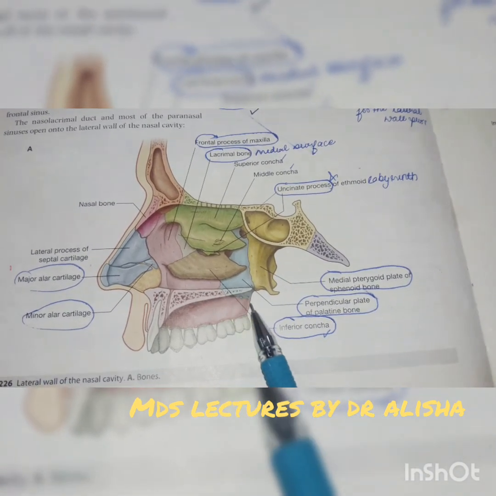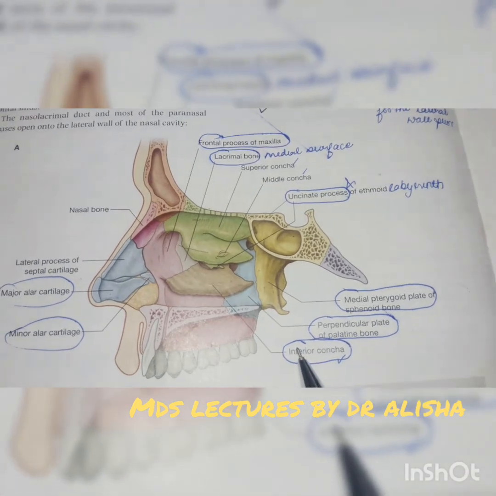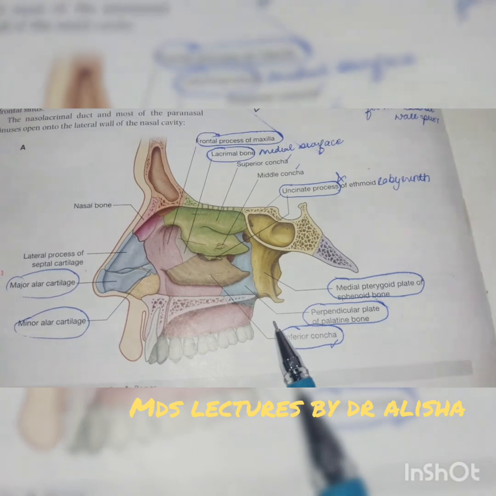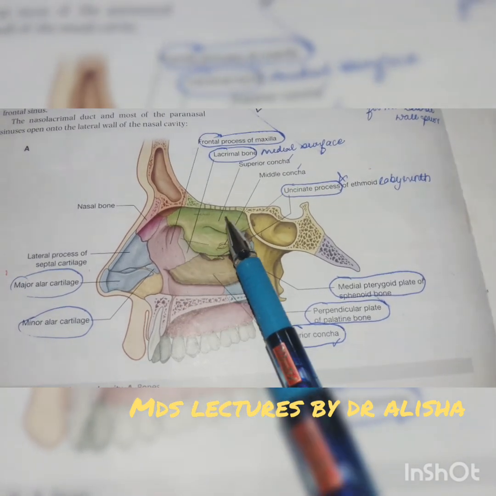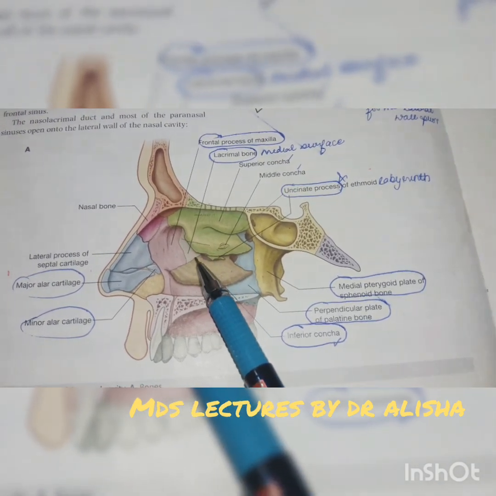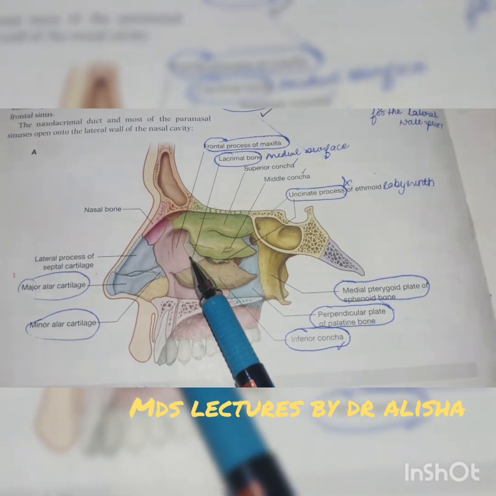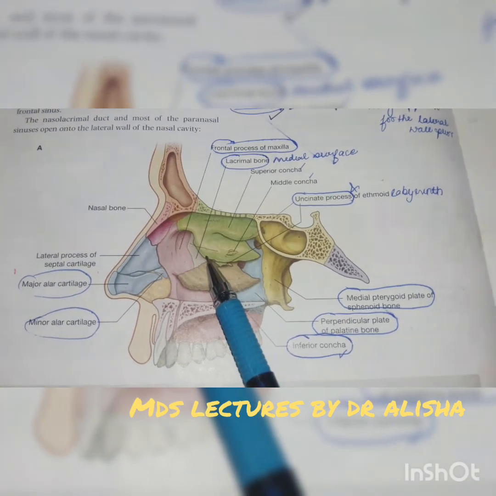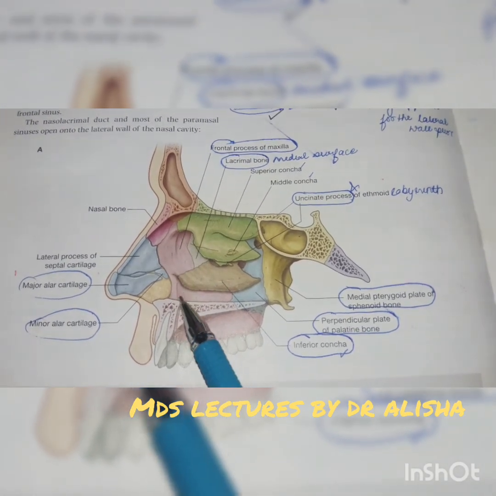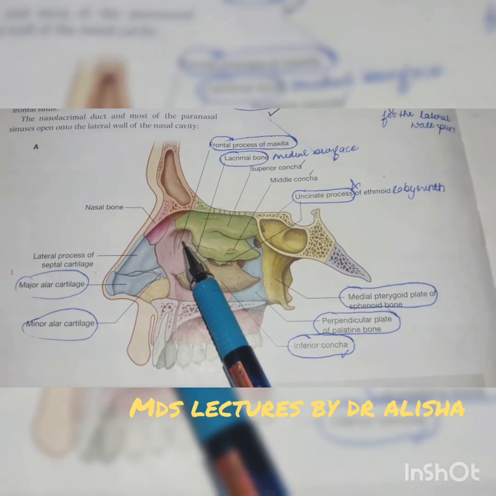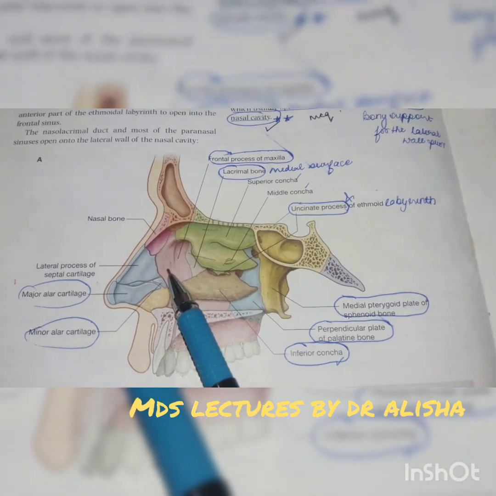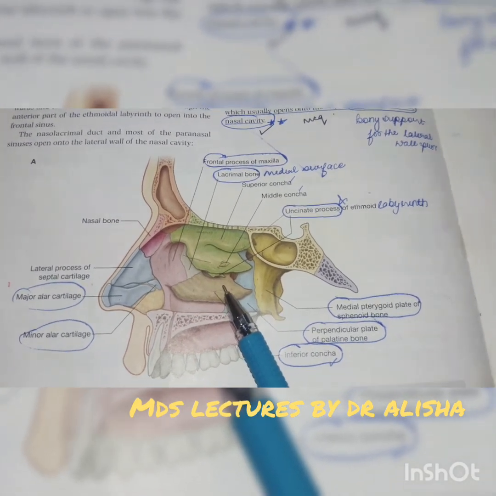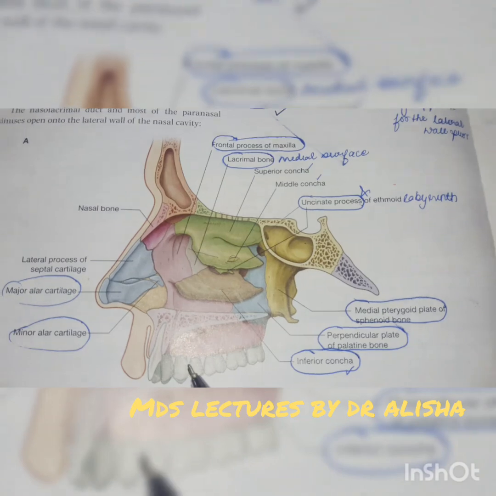Then comes the inferior concha. This one is the inferior concha. Then comes this small lacrimal bone. Its medial surface also provides support to the nasal cavity, along with the frontal process of the maxilla. So these are a few of the bones that support the lateral wall of the nasal cavity.